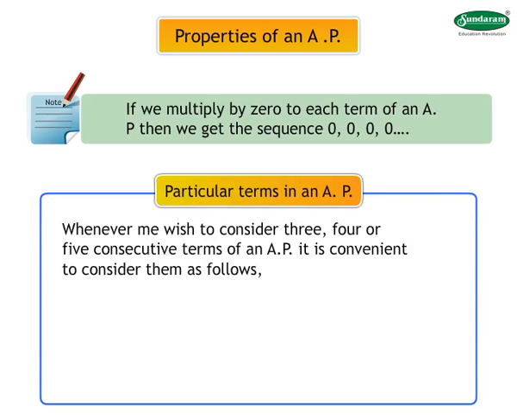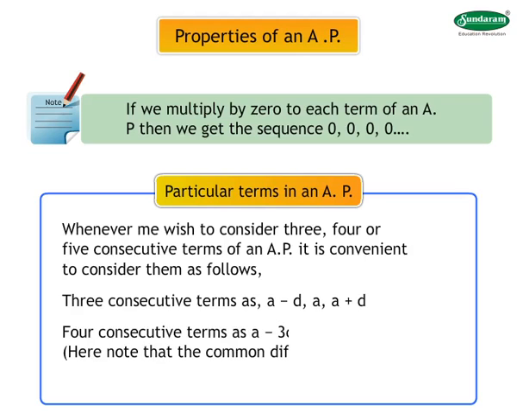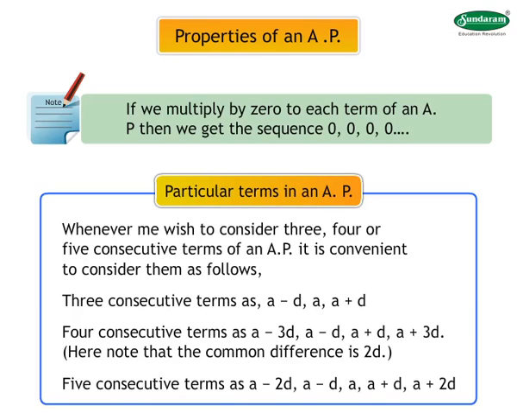Terms in an AP. Whenever we wish to consider 3, 4, or 5 consecutive terms of an AP, it is convenient to consider them as follows. 3 consecutive terms as a minus d, a, a plus d. 4 consecutive terms as a minus 3d, a minus d, a plus d, a plus 3d. Here, note that the common difference is 2d. 5 consecutive terms as a minus 2d, a minus d, a, a plus d, a plus 2d.